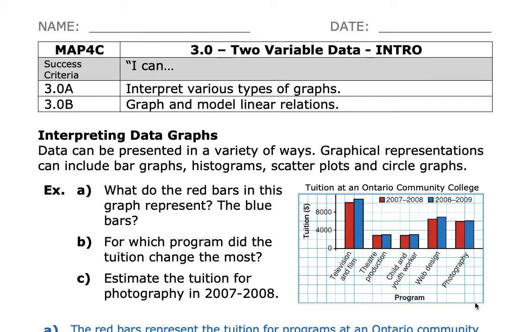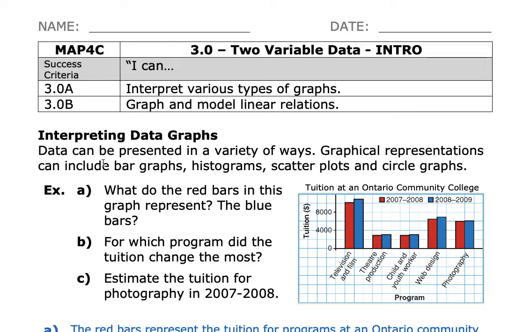MAP4C 3.0 Two Variable Data Introduction. In this chapter, what we're going to do is learn about different types of graphs and ultimately be able to analyze two variable data using the correlation coefficient and linear regression.